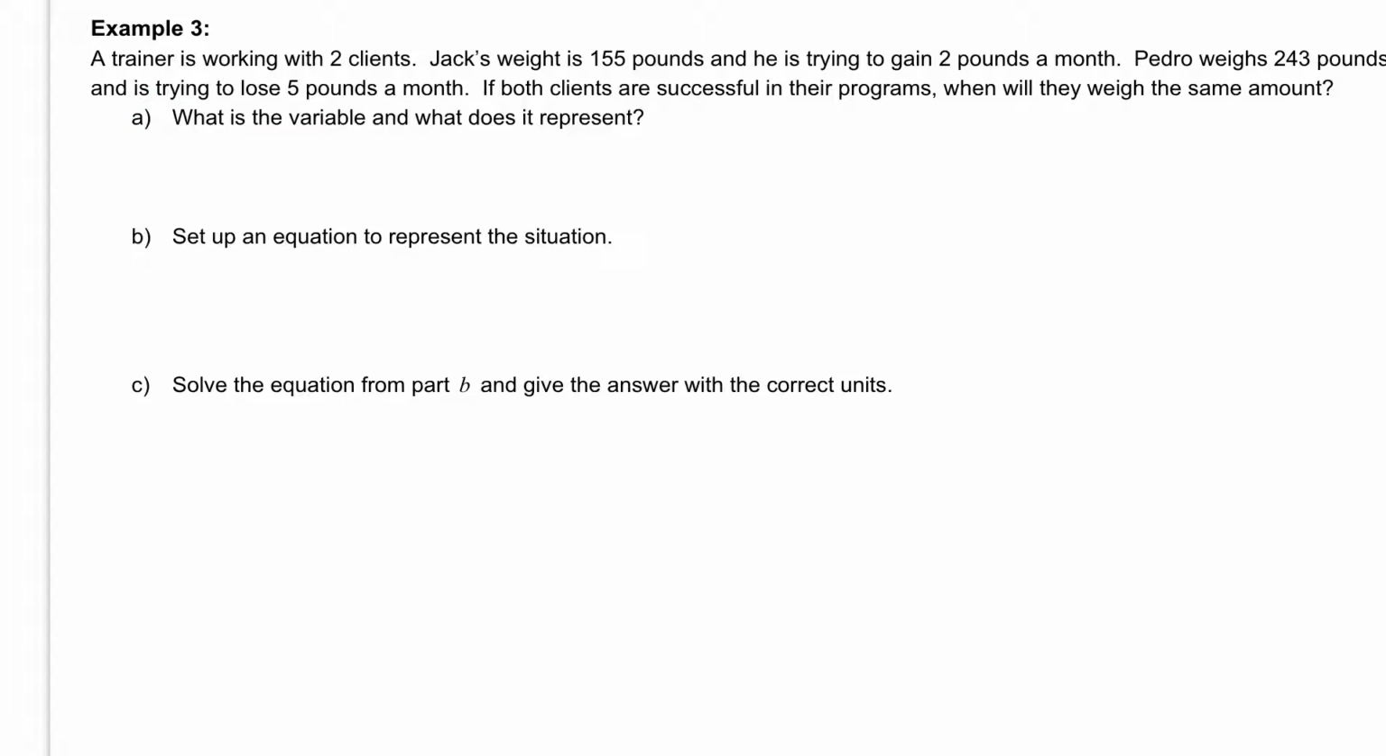Letter A asks us to find what is the variable and what does it represent. Like we talked about before, the variable is usually in that last sentence. It says, when will they weigh the same amount? The when is what we're looking at right here. What does the when represent? Well, how often are they losing weight? And we're talking about every month. So we're going to let our variable be M. And M is going to represent that when, which is the number of months.